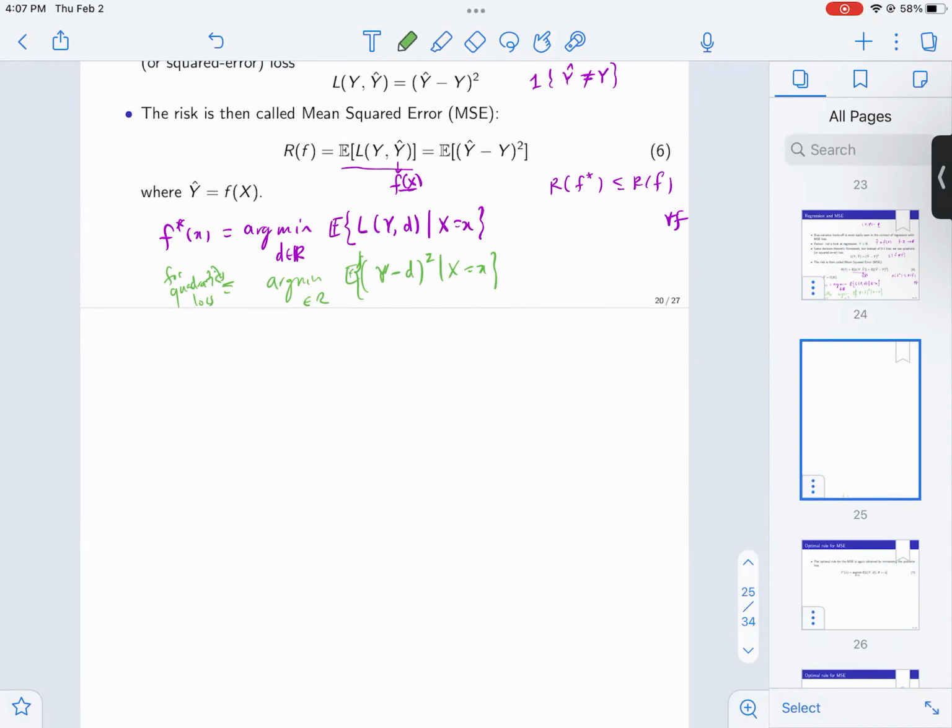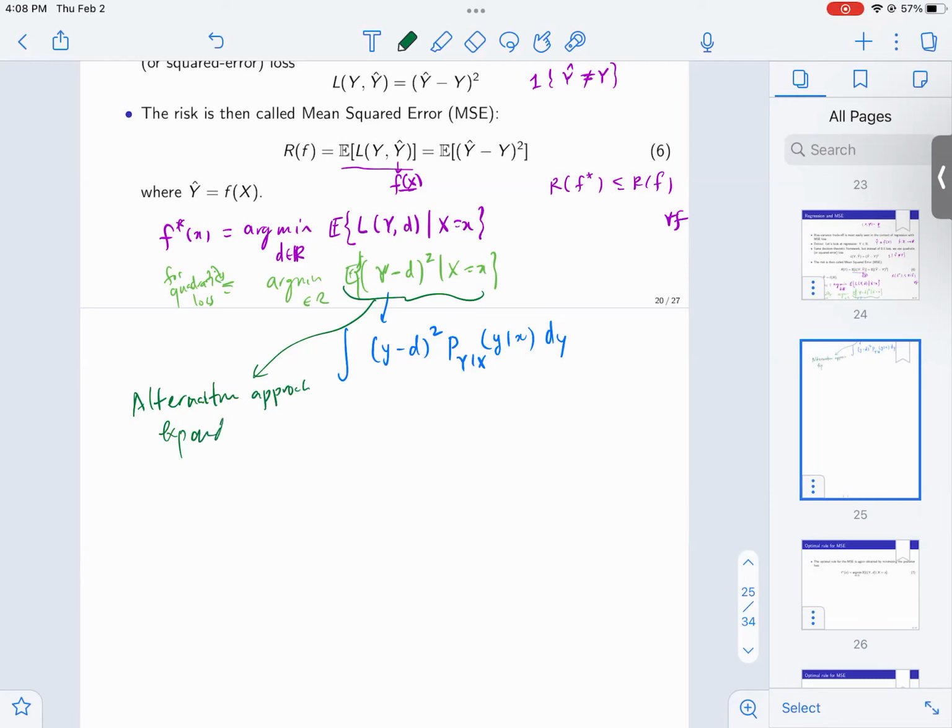One way of doing it is to write this as y minus d squared times p y given x of y given x, integral dy, and then try to minimize over d. That's a way of writing an expectation. But an alternative approach, in this case, would be to expand the quadratic. So can anyone tell me how to expand the quadratic?